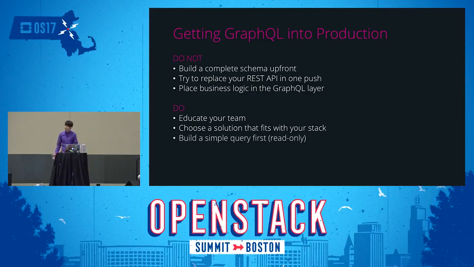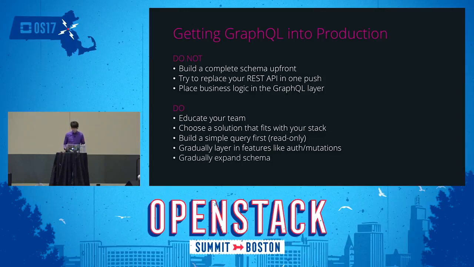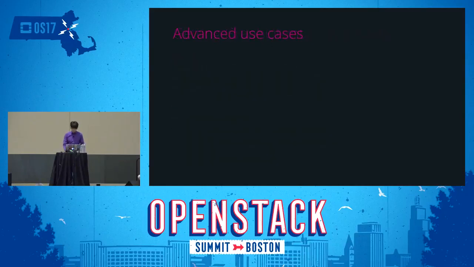Build a simple query first, perhaps even something that requires no authentication, something like a message of the day that you can show to anybody. Build that first, along with a minimum useful subset of the schema, and then you can start figuring out how GraphQL queries work from the client, how they work on the server. And that means you can gradually expand out and add features like auth and mutations. And then, I mentioned this before, but it's worth repeating, gradually expand the schema.